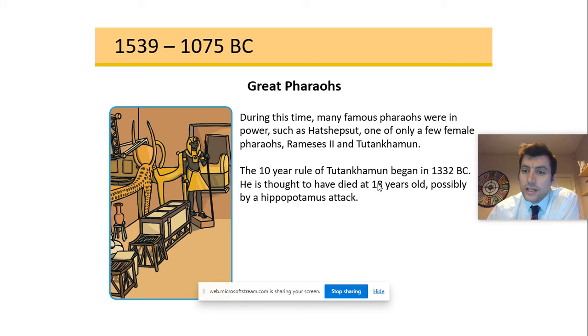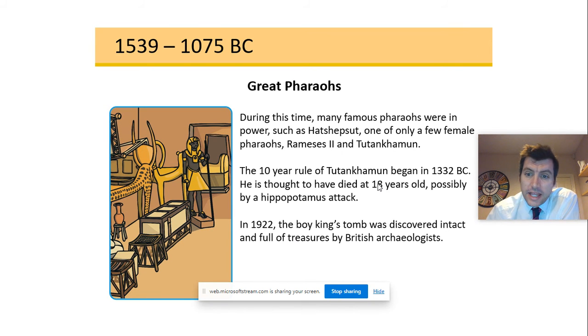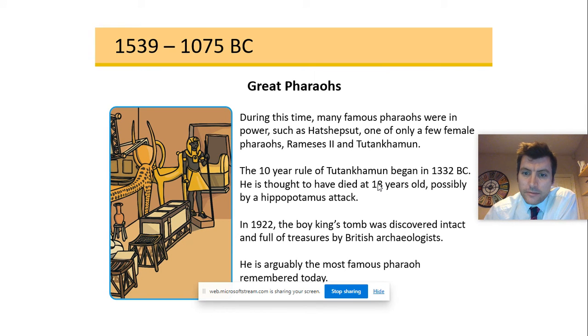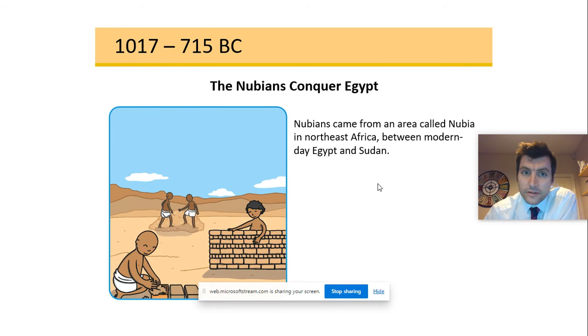Tutankhamun was in charge for 10 years, finishing about 3,500 years ago. He became king, ruler, pharaoh when he was 8 years old. Okay, and some people think he died when he was 18 because a hippo attacked him. In 1922, his tomb, so where he was buried, was found intact, and some archaeologists discovered this. We'll look at Howard Carter and that in our next lesson. Okay? Probably the most famous one of the pharaohs.